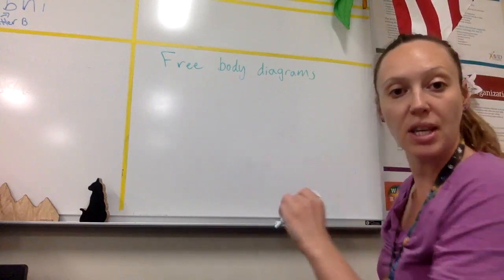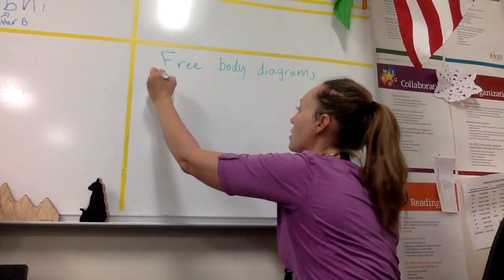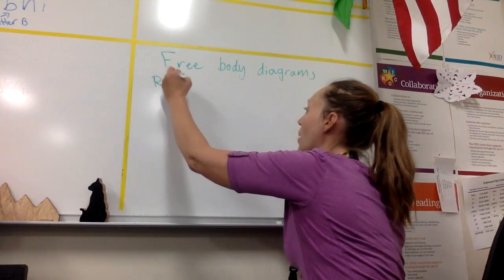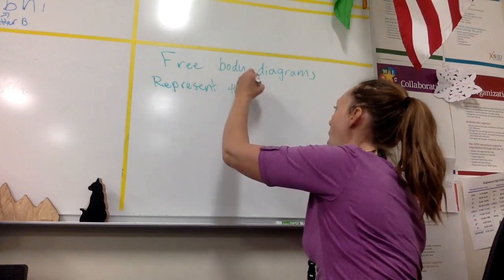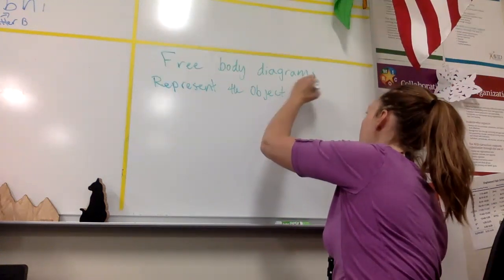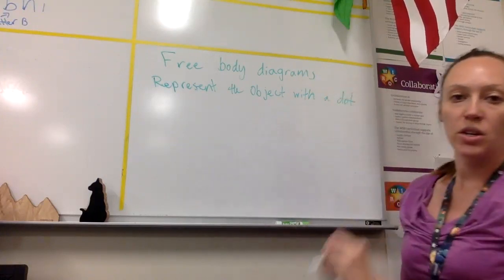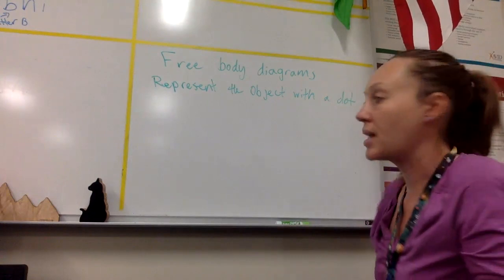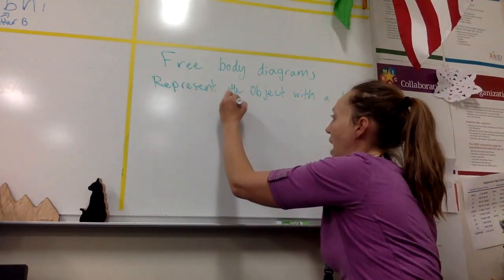So the very first thing that you need to know is that you represent the object with a dot. So you draw a dot to represent the object. So I like to make a nice big dot like that.